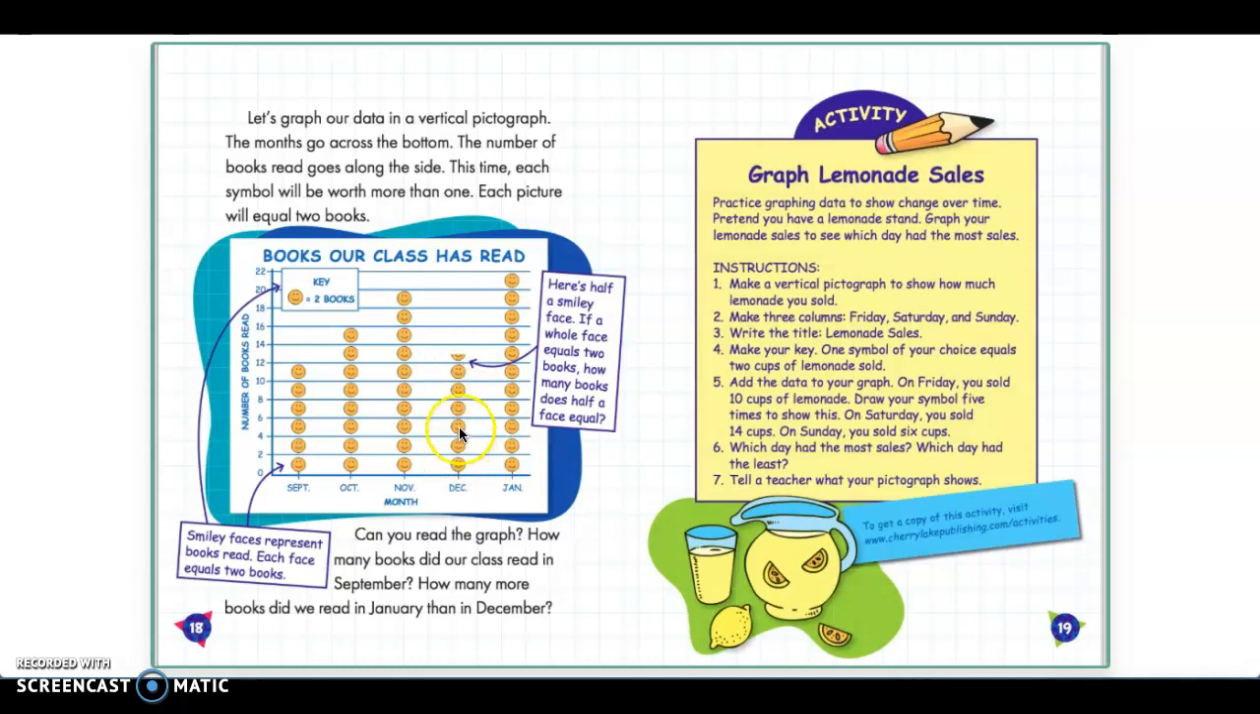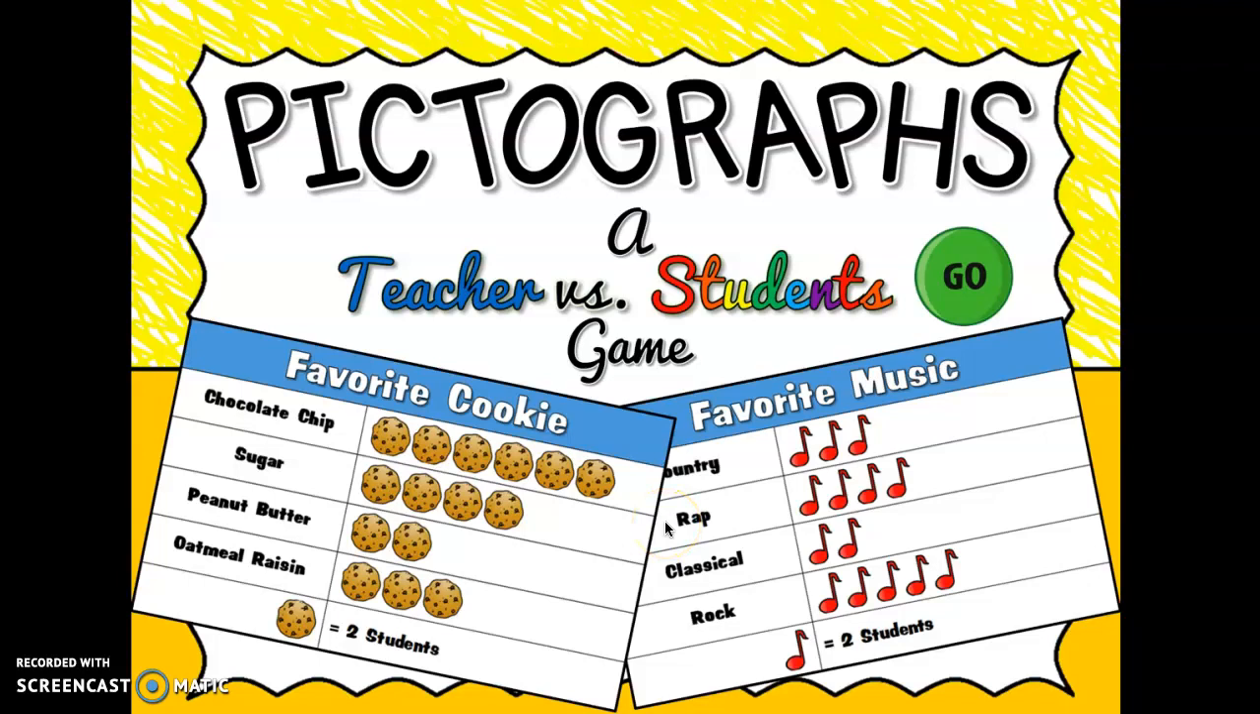2, 4, 6, 8, 10, 12, 13. They read 13 books in December. Okay, now that we are very knowledgeable about picture graphs, we are going to play a little game.